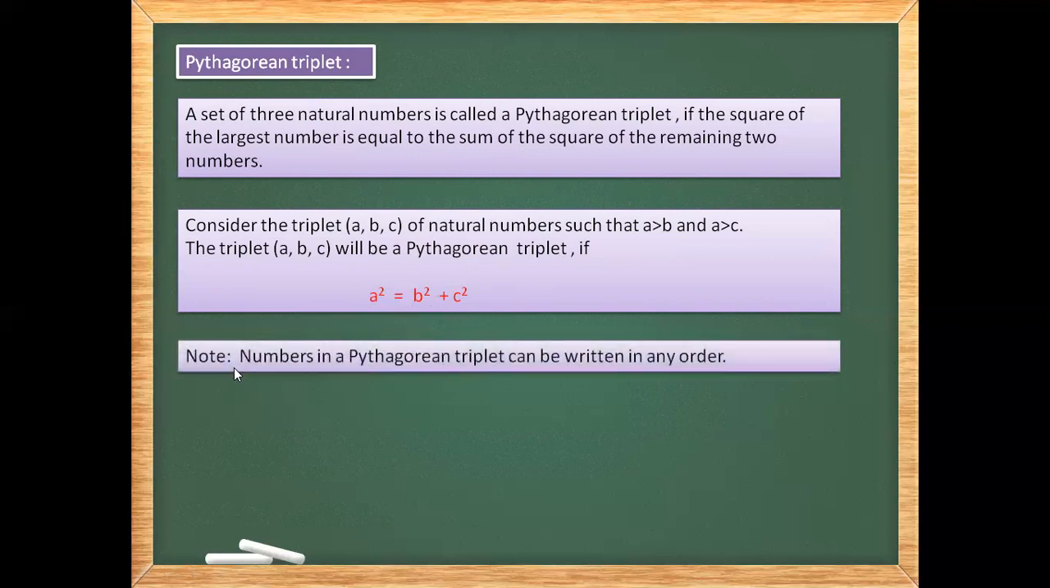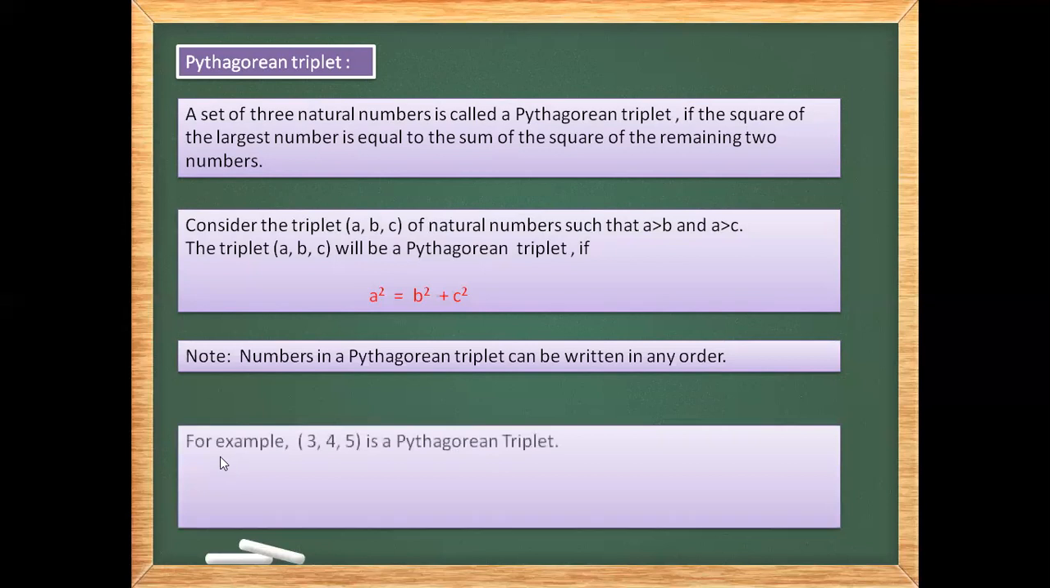Note children, here the numbers in a Pythagorean triplet can be written in any order. Means you can write A, B, C, or you can write C, B, A, or C, A, B. Means you can change the order of these three numbers. There is no specific rule for writing the Pythagorean triplet. Okay, you can interchange the order of the numbers. It doesn't matter.